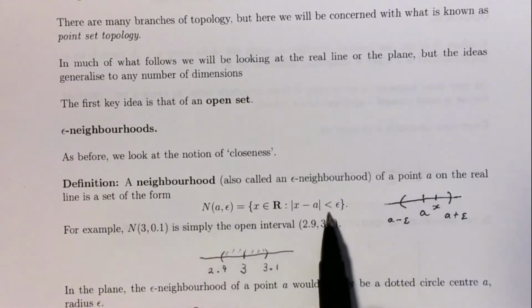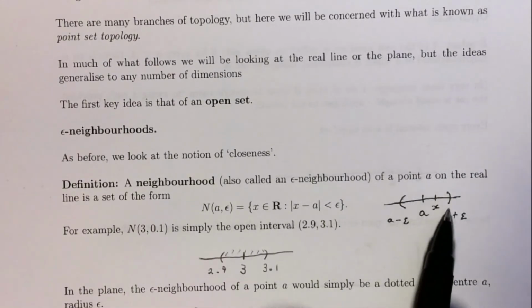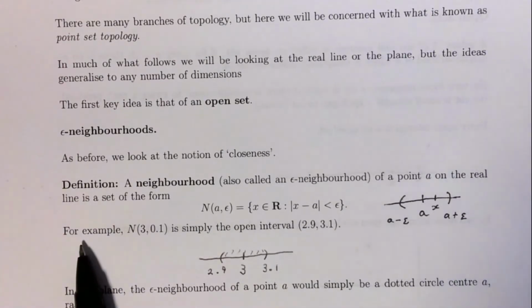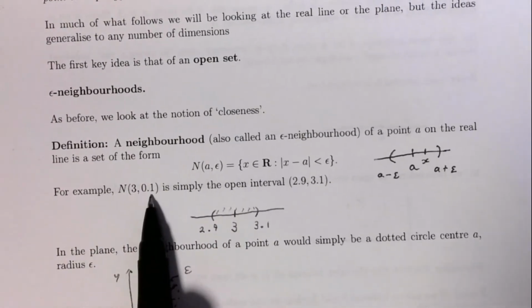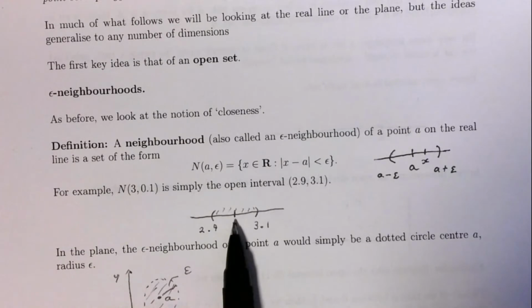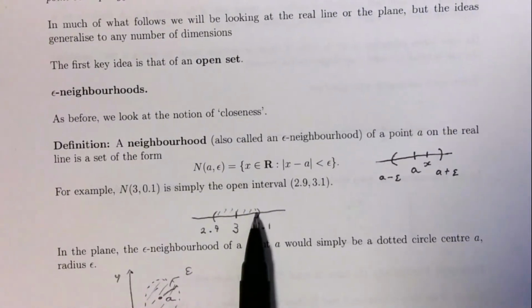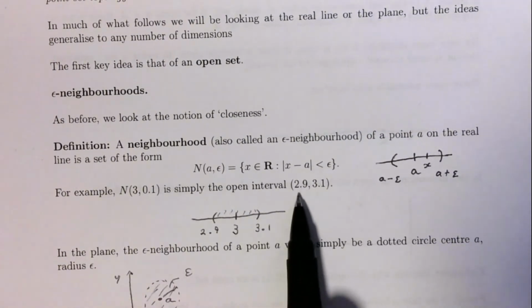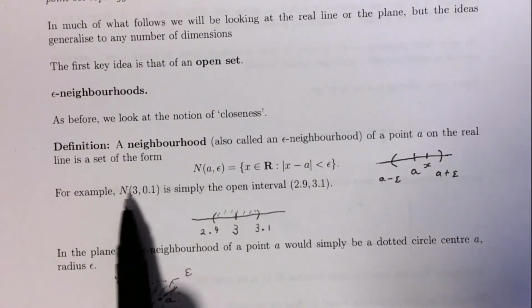Now notice it's a strict inequality here, so that means this is an open interval on the real line. This is an open interval. So for example, if I take N(3, 0.1), then that means there's 3. I move forward 0.1, I move back 0.1, and I take this open interval in here. And this is simply the open interval between 2.9 and 3.1. And that's going to be called the 0.1 neighbourhood of 3.